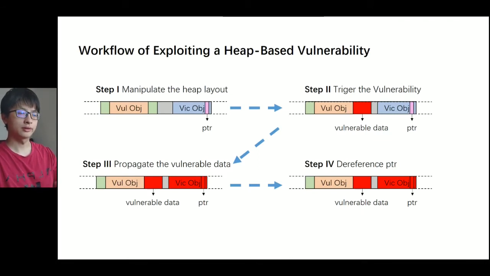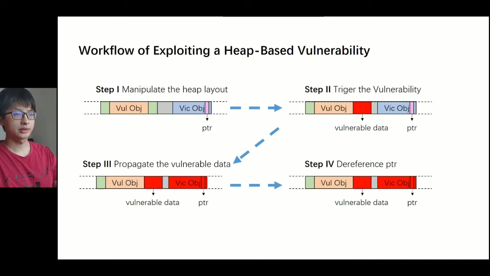Then we trigger the vulnerability and corrupt memory with vulnerable data. If the vulnerable data cannot corrupt any useful data, we have to propagate the vulnerable data to corrupt more memory, as shown in step 3, until we have controlled the function pointer in the victim object. And at the last step, we can hijack the control flow by dereferencing the pointer.